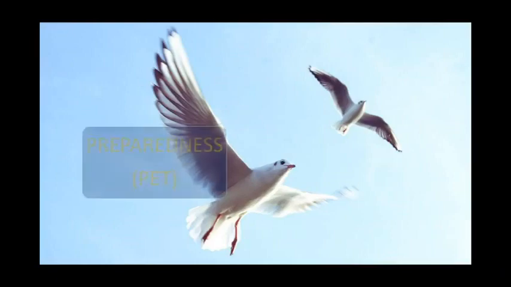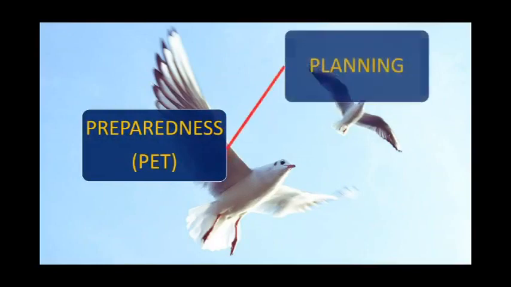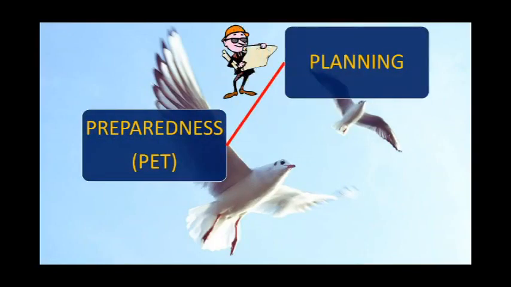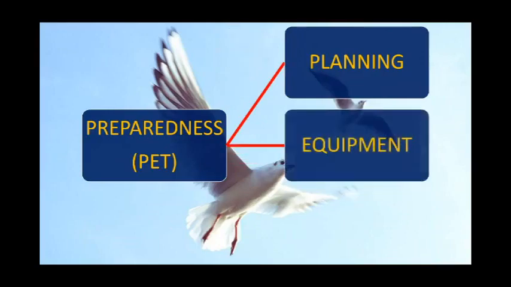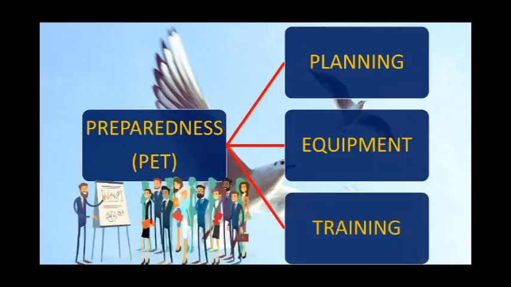For preparedness, it has 3 components. PET. P stands for planning. It is to have a contingency plan, for example, hospital disaster plan. E stands for equipment. It is to make sure that the equipment is usable and readily available for disaster usage. T stands for training. There are many modalities that can be used for training, for example, tabletop exercises, high-fidelity simulation, drills, and small group discussion.